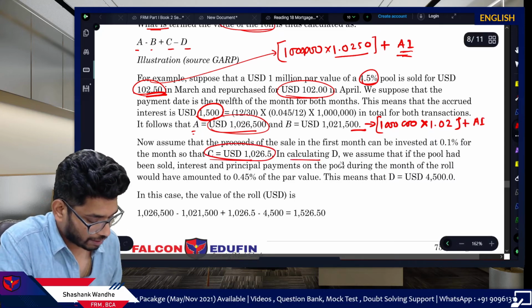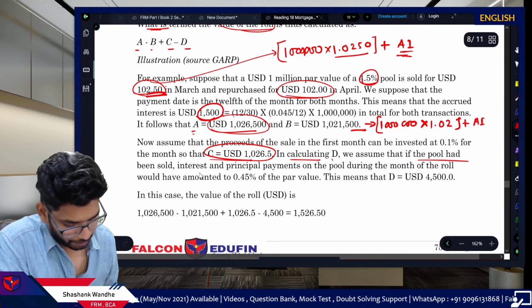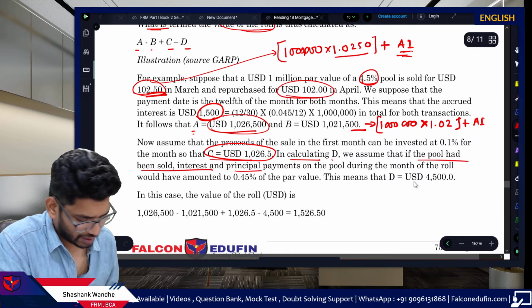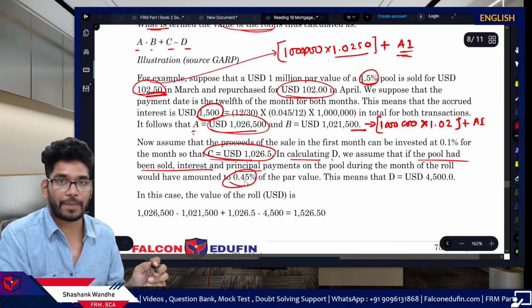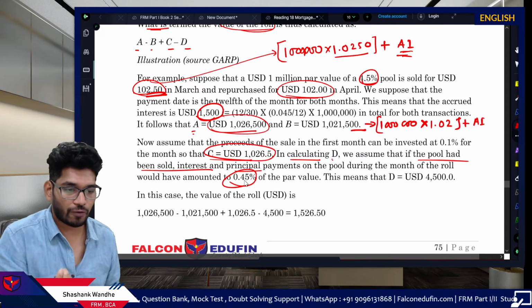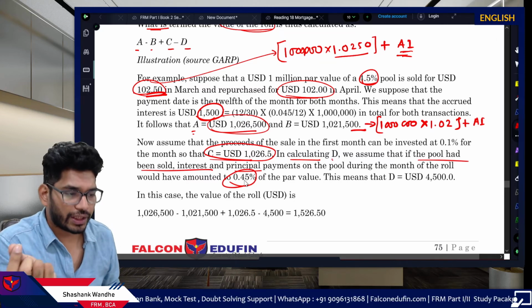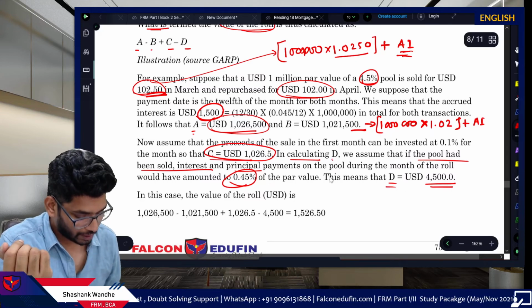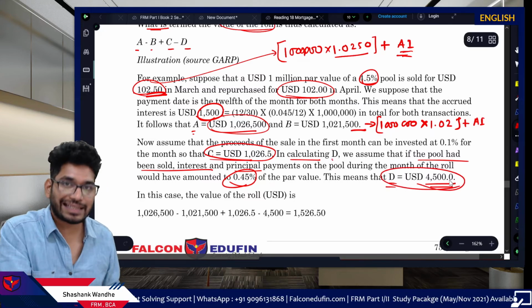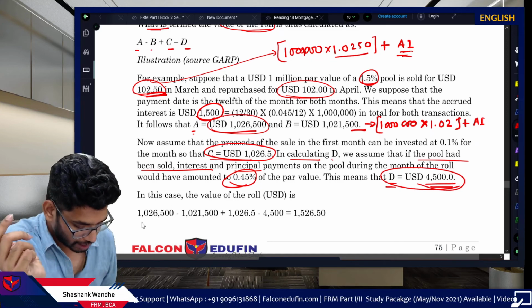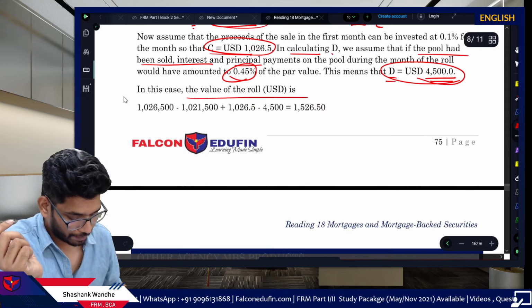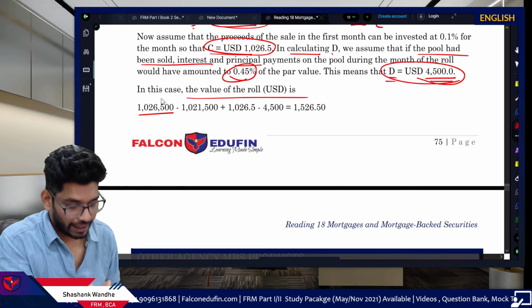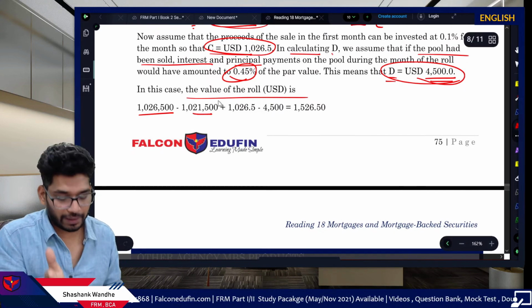And then in calculating D, we assume that if the pool had been sold, this is the interest and principal payment, at the coupon rate for the TBA of 4.5%. So here you have 4,500 as D. This is what you are losing because of the sale of the TBA. So now let's summarize this calculation. At this price, assume you sold the TBA. At this price, you are buying the TBA.